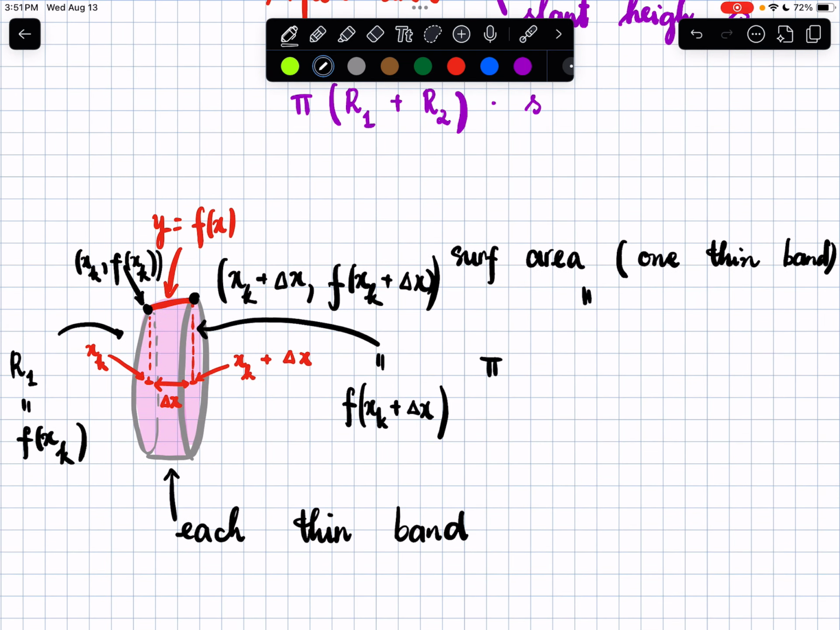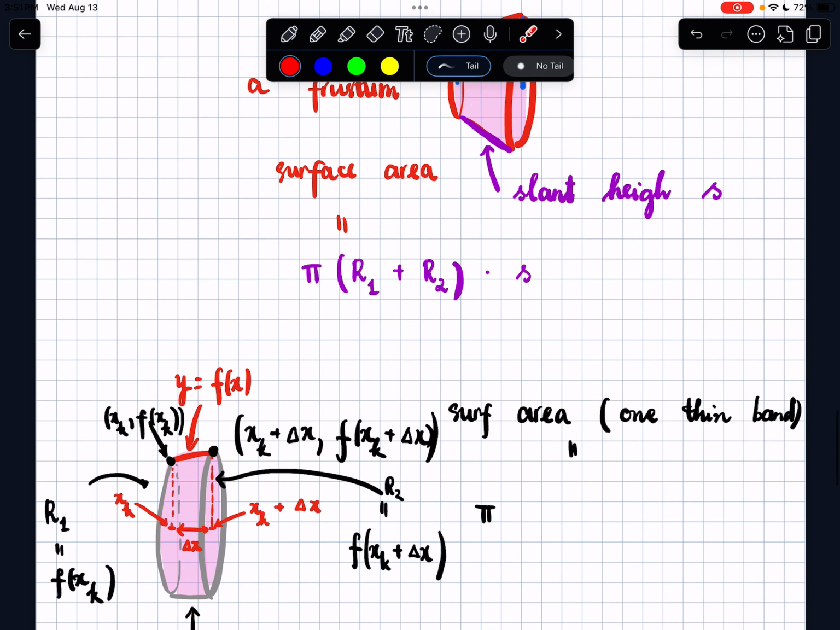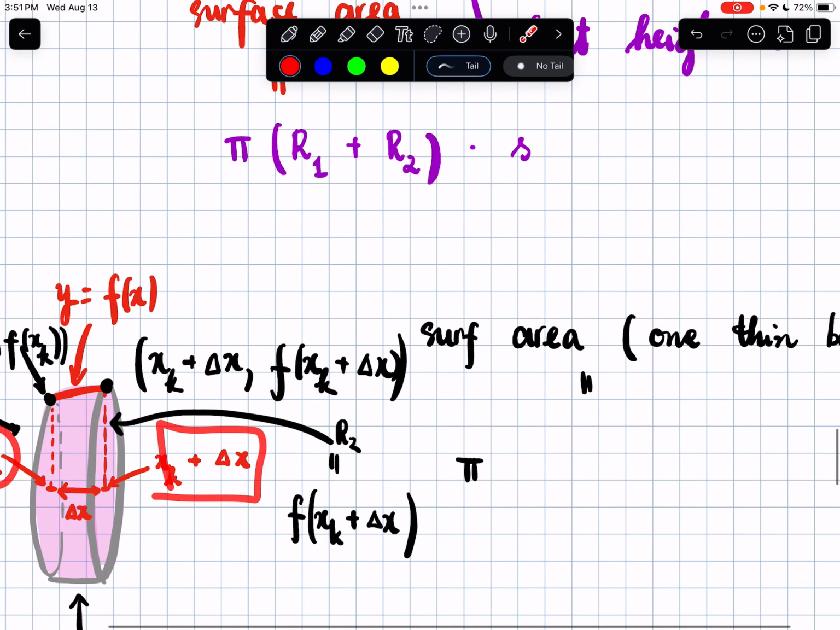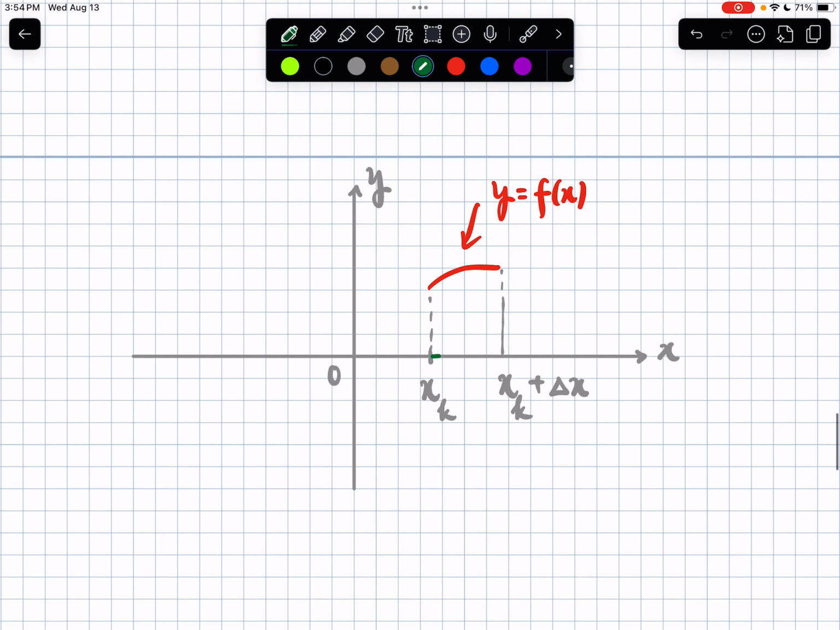So we have r1 and r2. We can replace them in this formula. The slant height corresponds to the length of this curve for x between xk and xk plus delta x. So here's the curve y equals f of x, where x is between xk and xk plus delta x, and the width here is delta x.